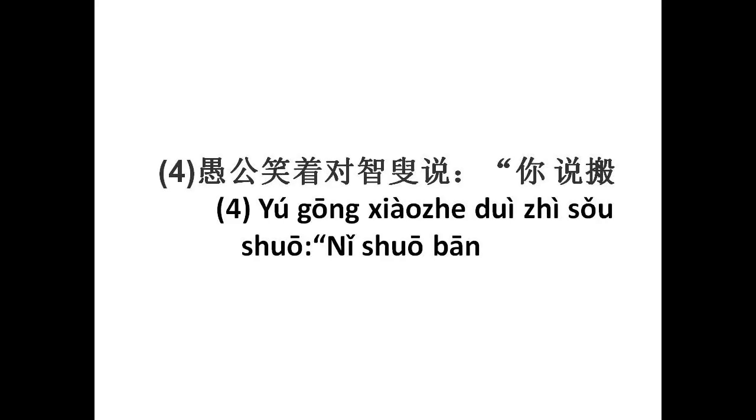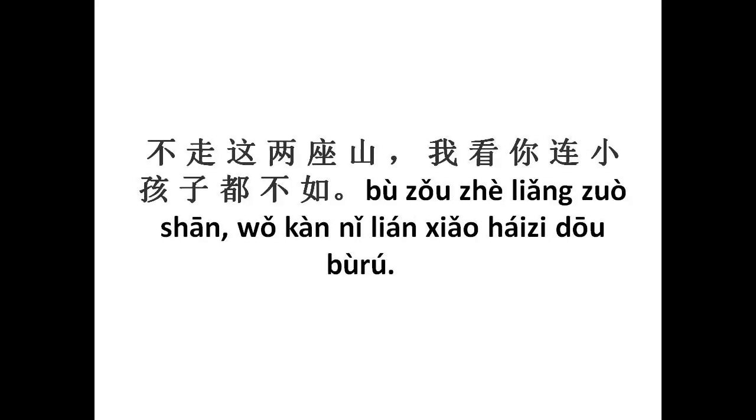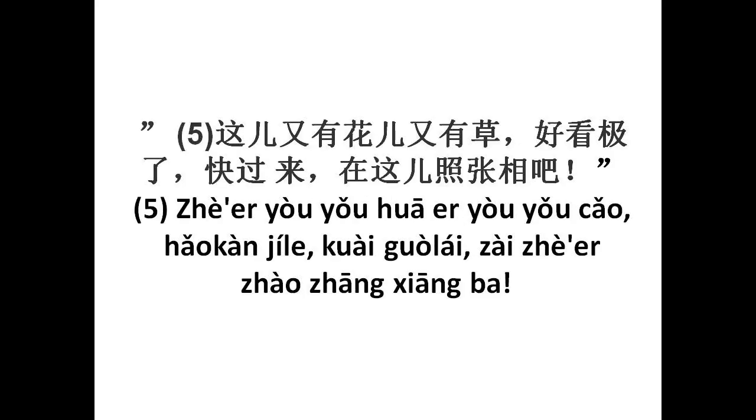Yukong 笑着对着兽说, 你说搬不走这两座山, 我看你连小孩子都不如. Yukong smiled and said to the beast, you say these two mountains cannot be moved. I see you are not as good as a small child. So you say that we cannot move these mountains. I see that you are not even as good as a small child. Moving on to the next sentence.